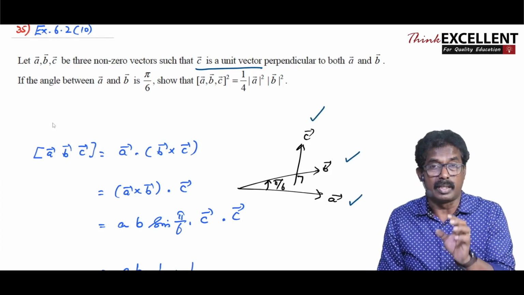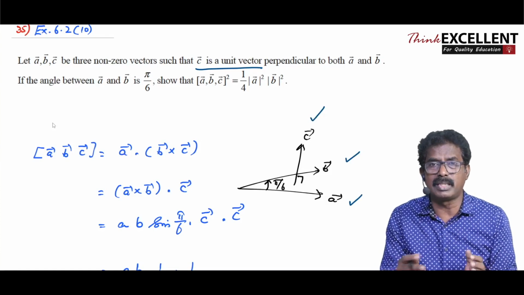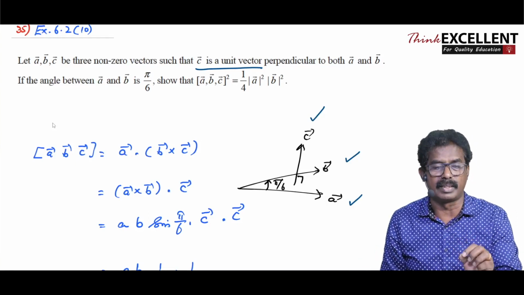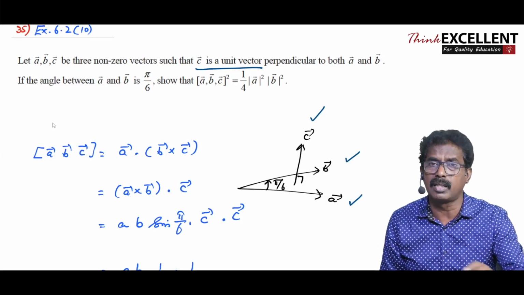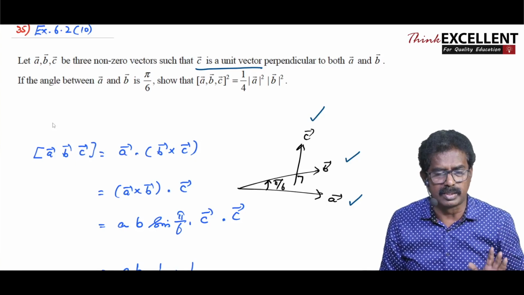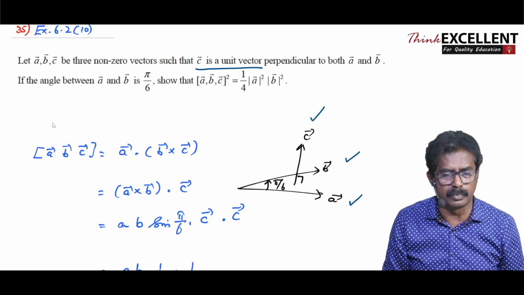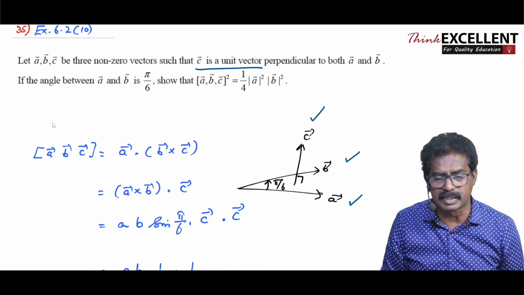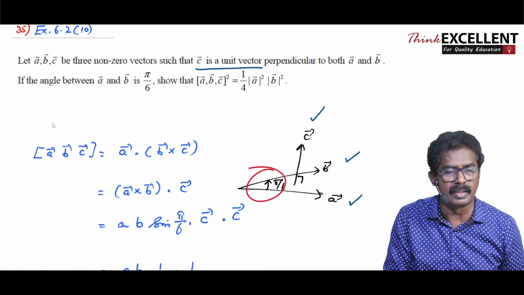The magnitude of A vector is A. In some questions they say A, B, C are unit vectors. But here only C is a unit vector, and A and B are two vectors whose magnitudes are A and B. The angle between A vector and B vector is pi by 6. Now, what have they asked us to prove?